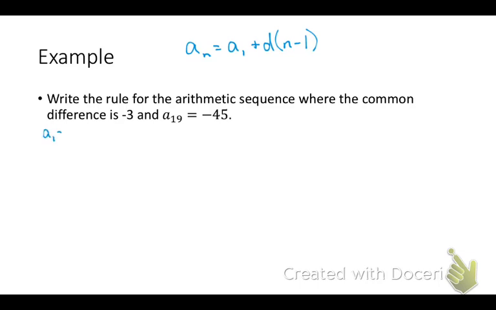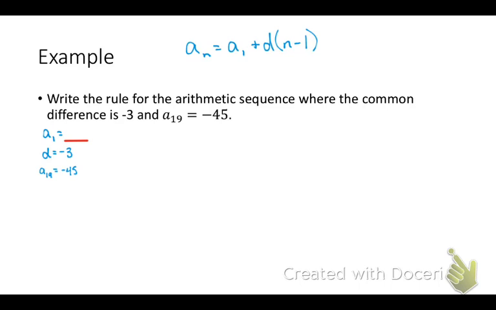Do I know what my first term is right now? With the information that's given to me, do I know what the first term is? No. Do I know what the common difference is? Yeah, what is that? -3. Okay, that's good. I still need to know what my first term is. What do I know, though? I do know, right, a sub 19 is -45. So that means the 19th term in my sequence is -45.